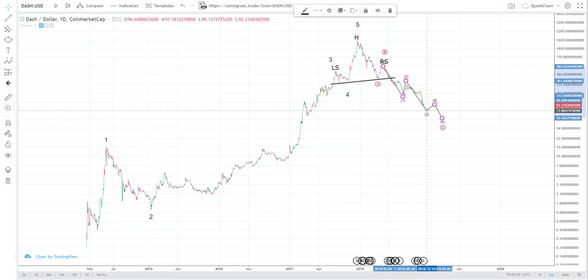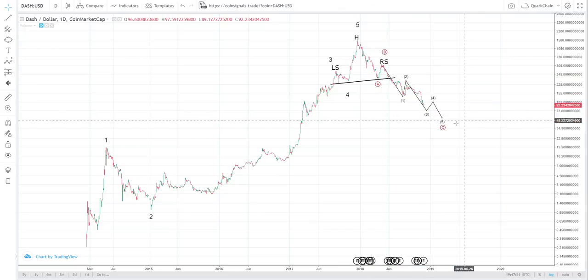So I believe 3 is either almost done or about to be, and we'll put in a short wave 5. This 5 for now coincides with the minimum distance run of the head and shoulders top pattern. That's why I combine the pattern with the Elliott waves. So often they jive well together.